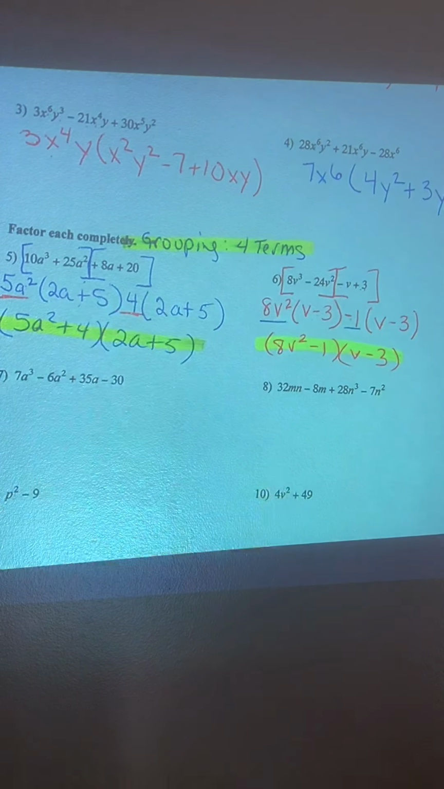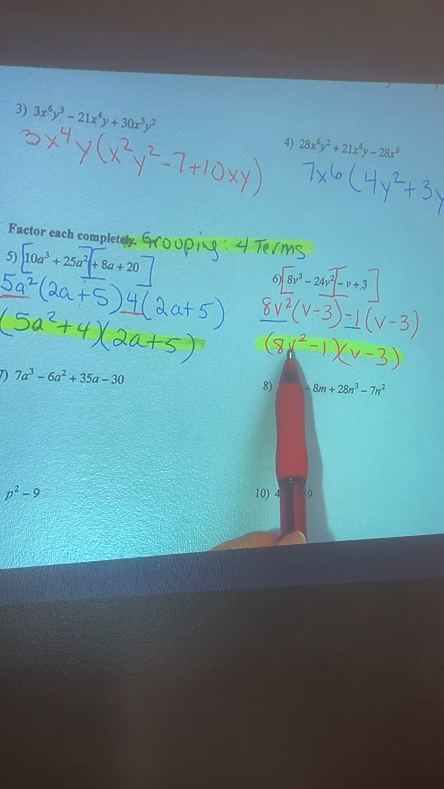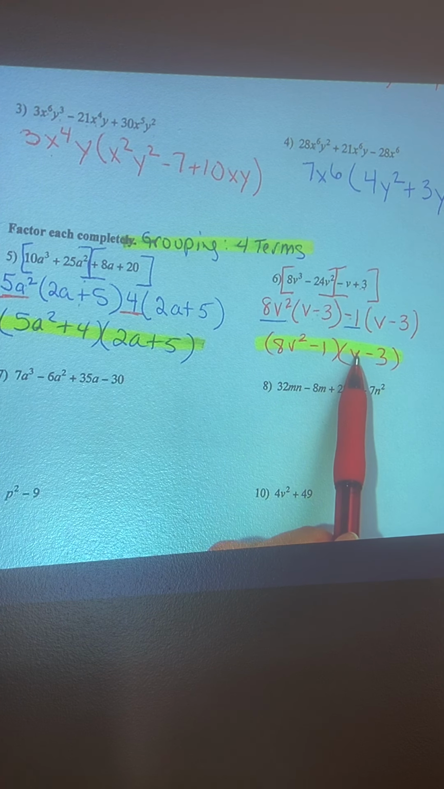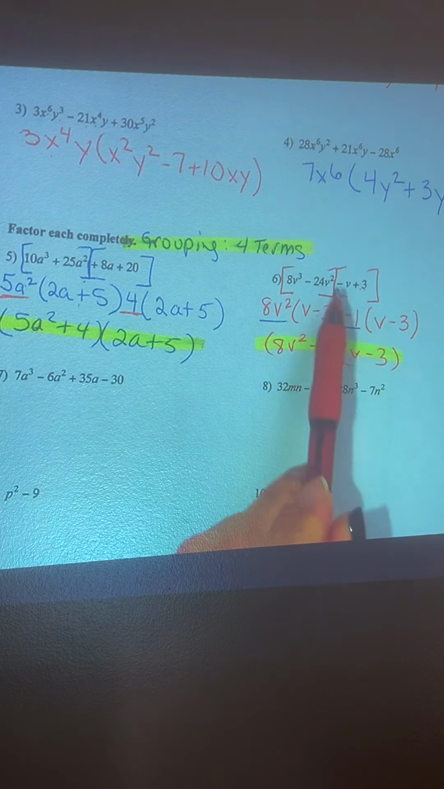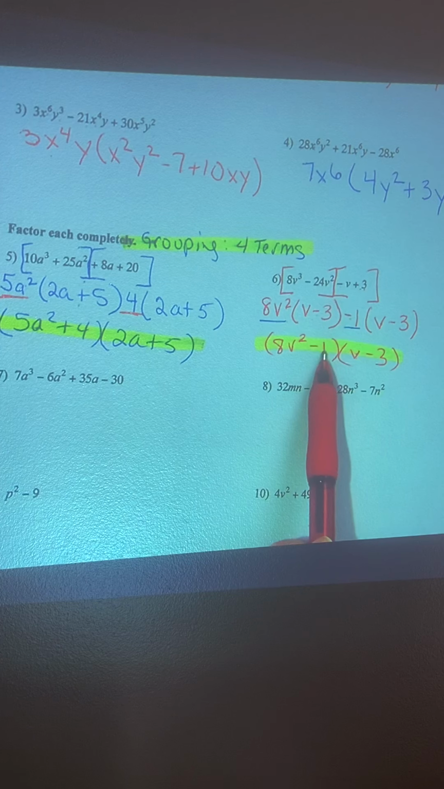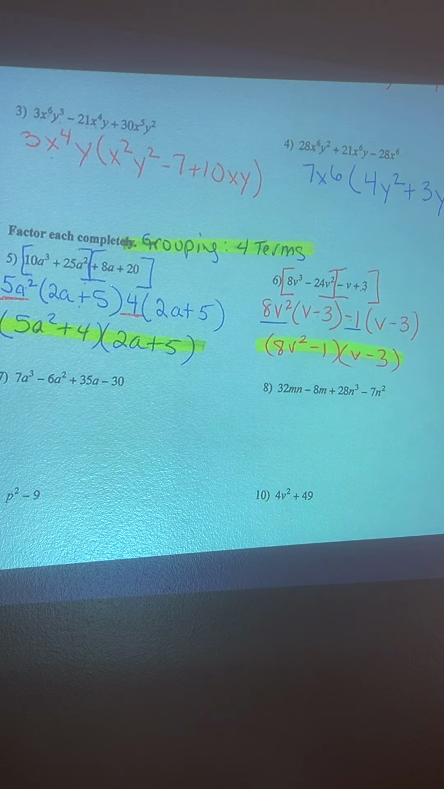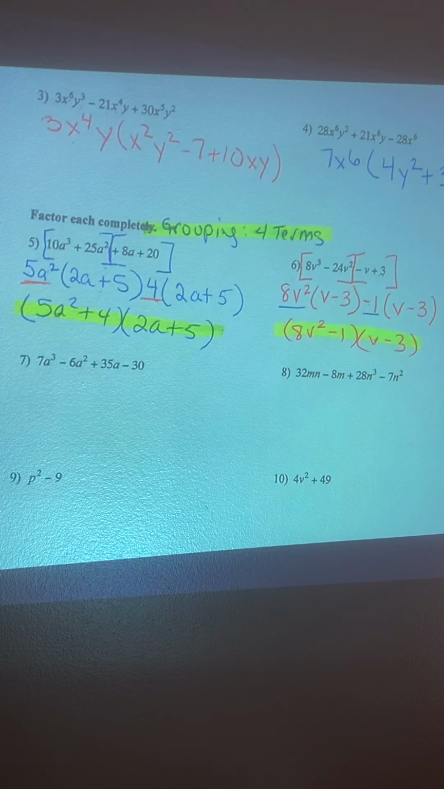Now you can check yourself by foiling back. Foiling it back, 8b squared times v is 8b to the third. Our outsides are negative 24v squared. Our insides is negative 1v. And our last is a positive 3. That's how you can check yourself. Okay? Next.